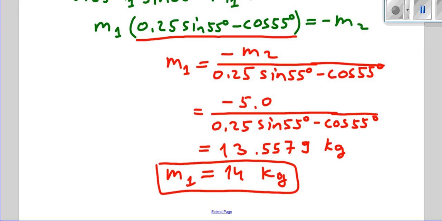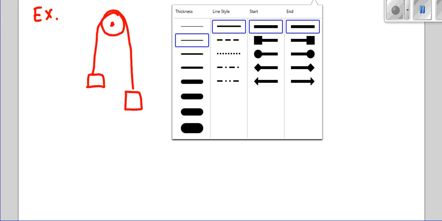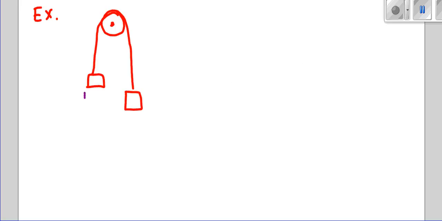Another example that I wanted to do yesterday was a pulley system. Let's say we have a pulley, and we have two masses. They are connected by a rope. Let's say this is M1, 10 kilograms, and M2 is 20 kilograms.